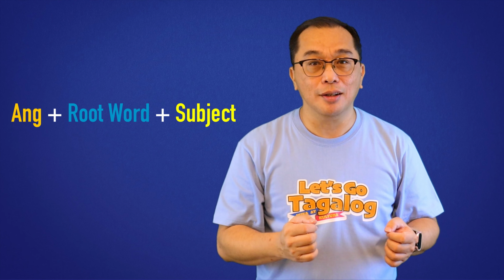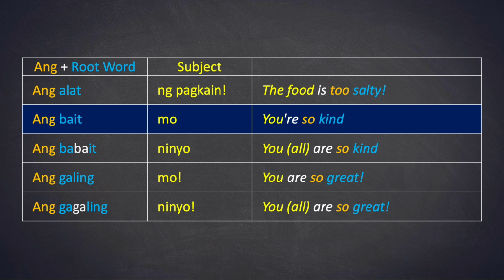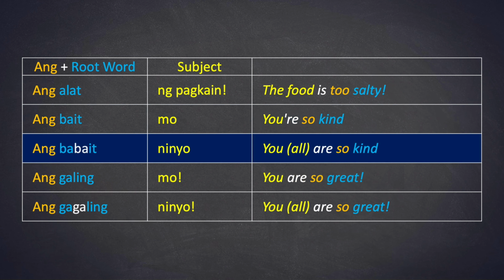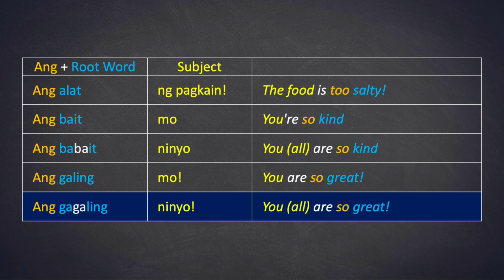Like for example, ang alat ng pagkain. The food is too salty. Ang bait mo. You're so kind. Ang babait ninyo. You all are so kind. Ang galing mo. You're so great. Ang gagaling ninyo. You all are so great. Remember how to convert an adjective into the plural form? Simply reduplicate the first syllable of the root word.